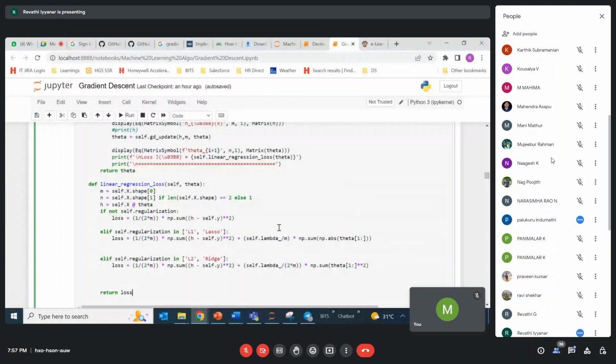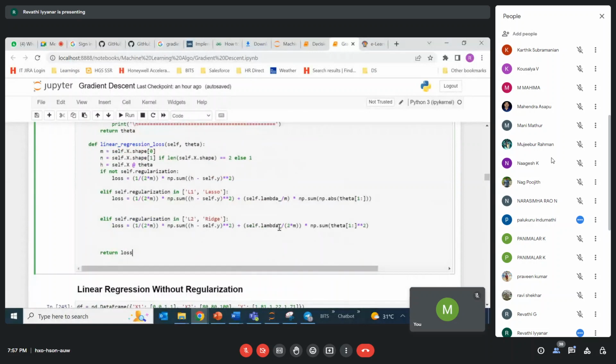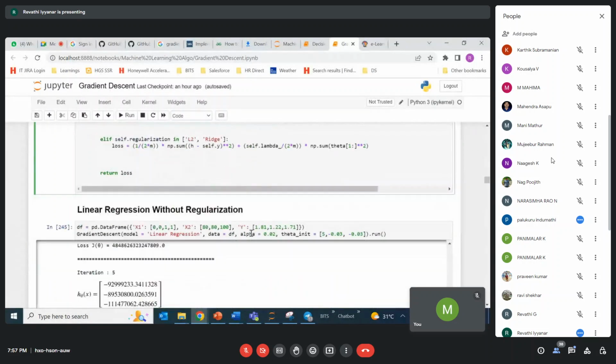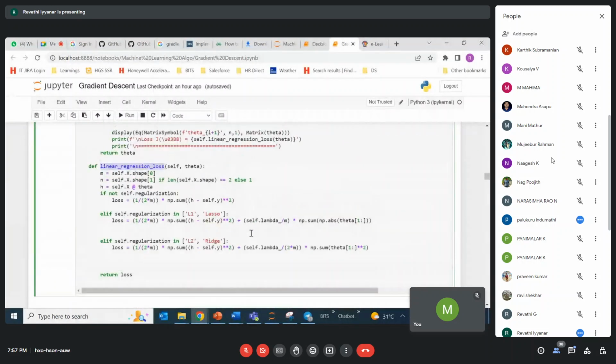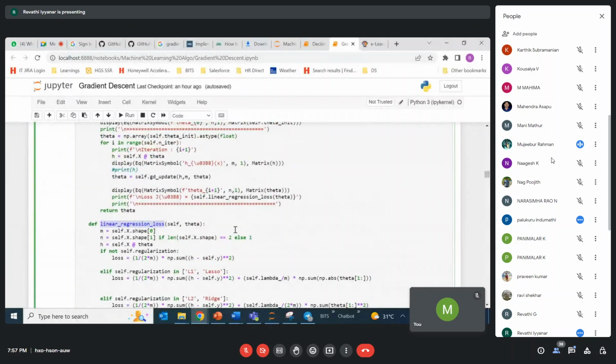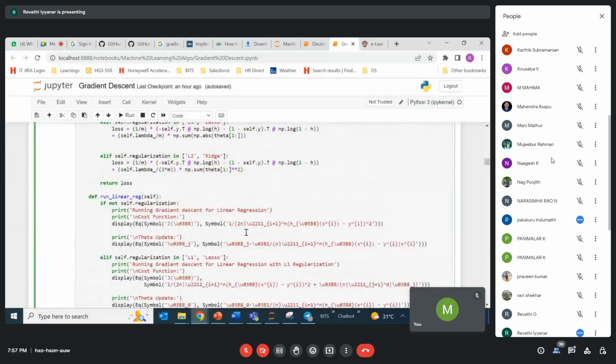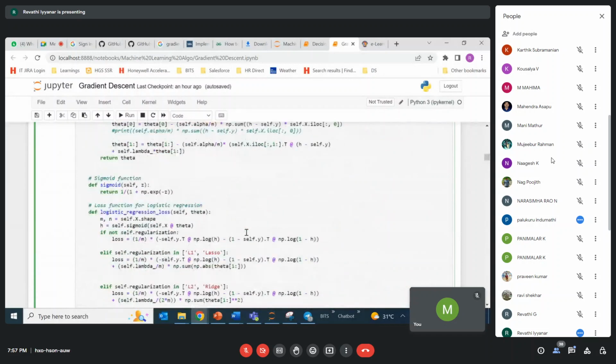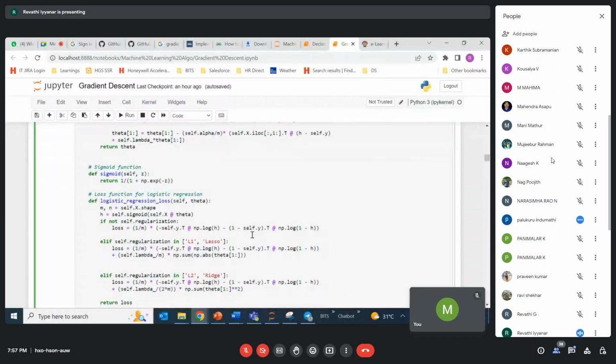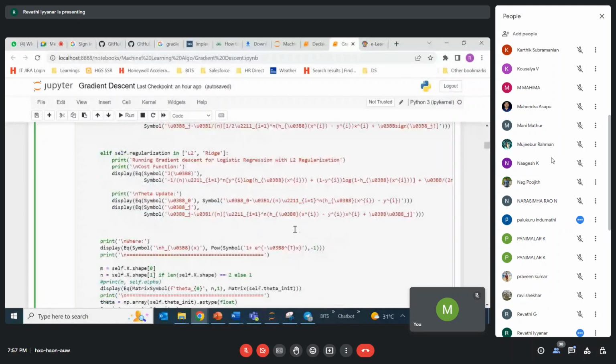Right. As long as we know what is what, we can just pass L1, L2. In case of any confusion, we can just refer to this code itself. Right, even for logistic regression. Cool.